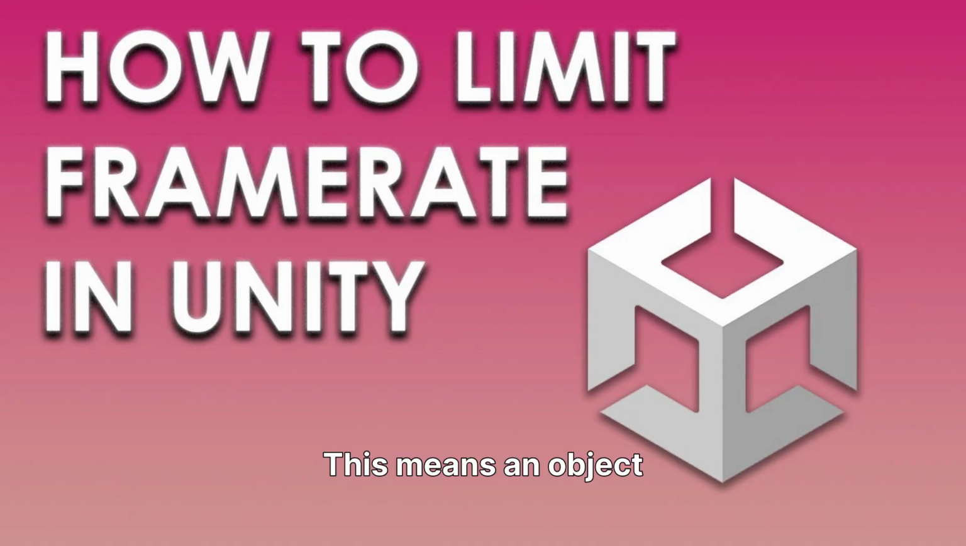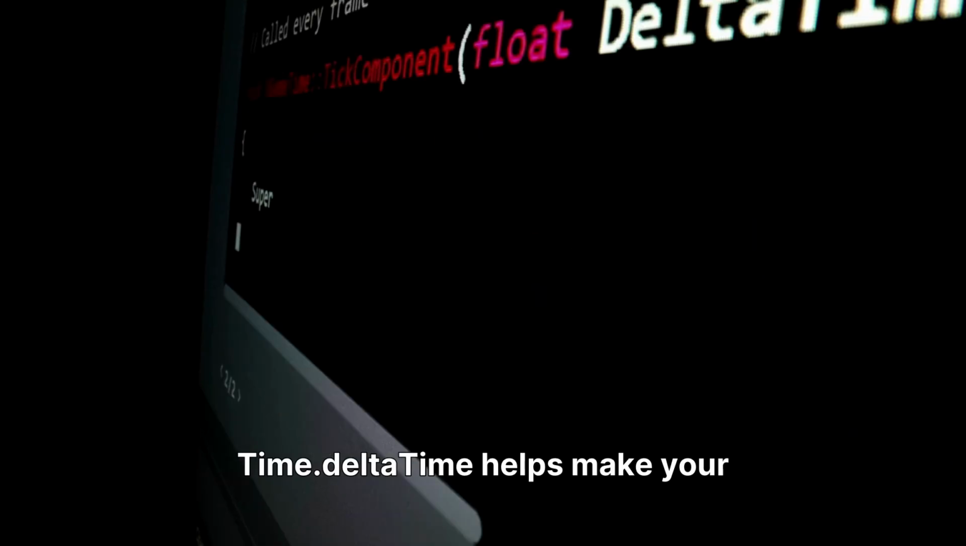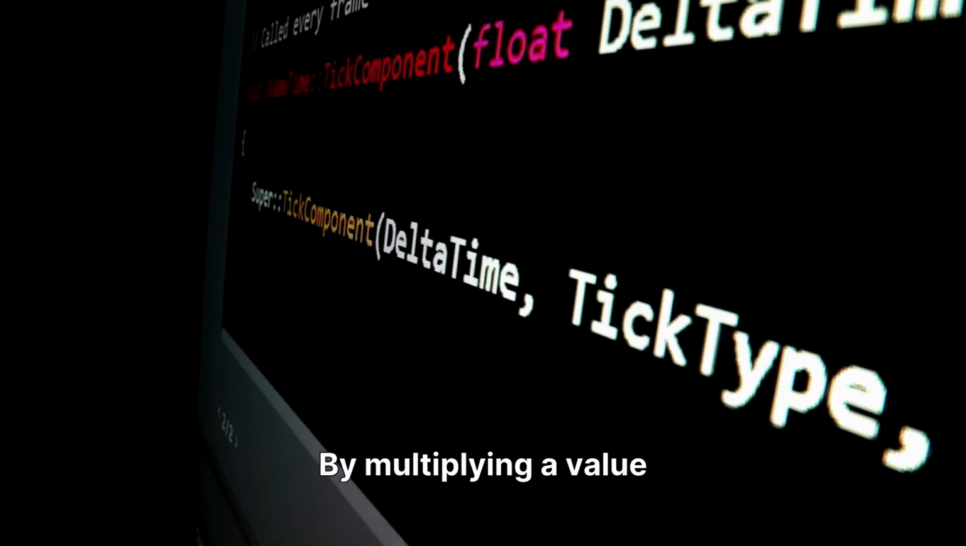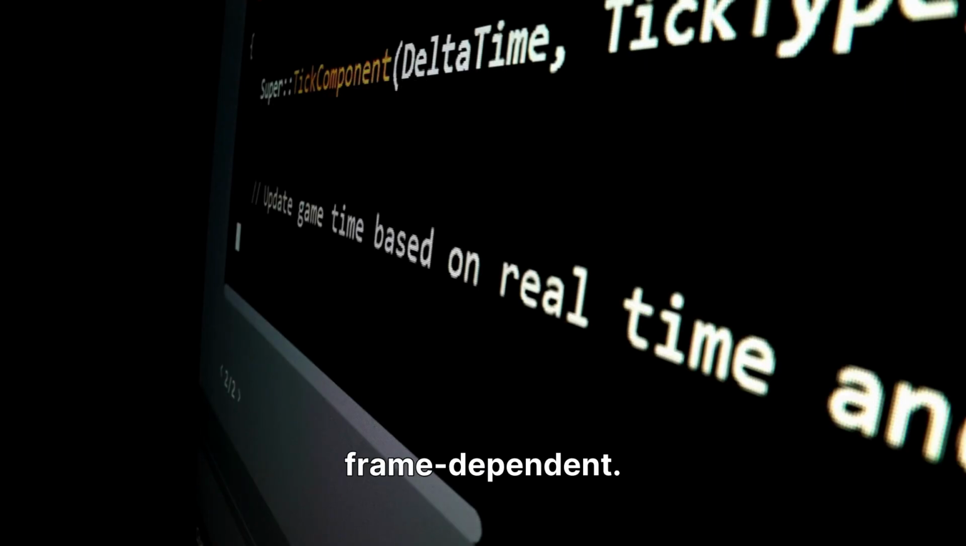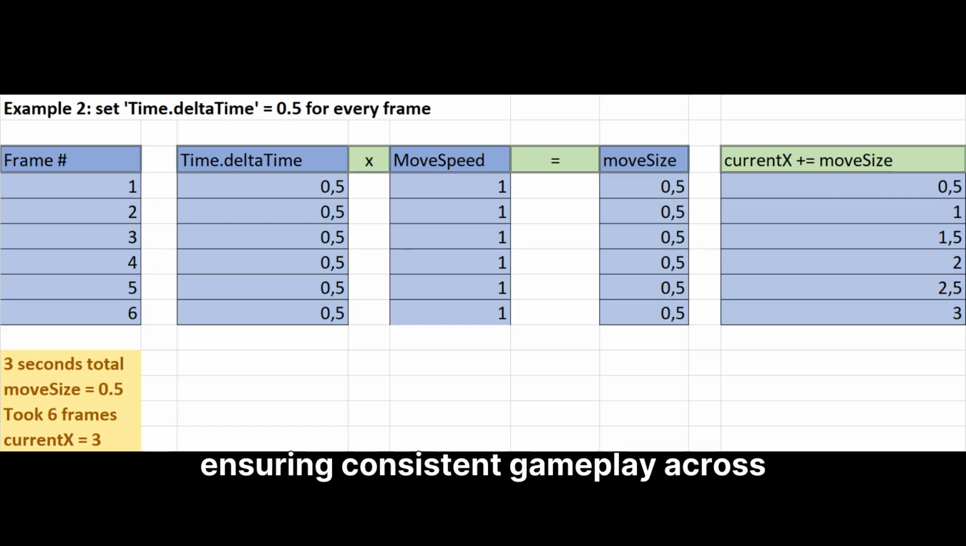Without Time.deltaTime, the speed of movement or any other change would depend directly on the game's frame rate. This means an object could move faster on a powerful machine running at 60 frames per second compared to an older one running at 30 frames per second, leading to inconsistent gameplay. Time.deltaTime helps make your game frame rate independent. By multiplying a value by Time.deltaTime, you ensure it's time-dependent rather than frame-dependent.